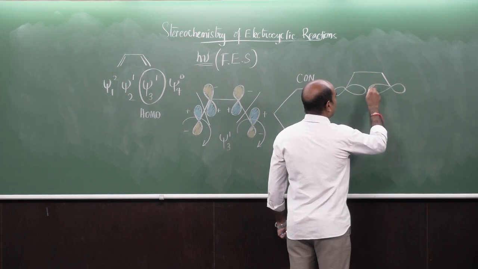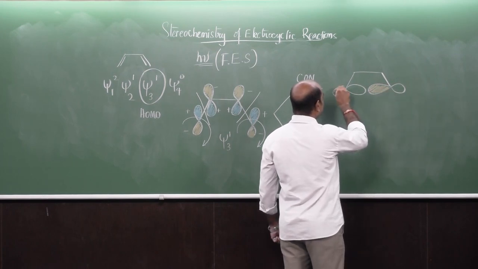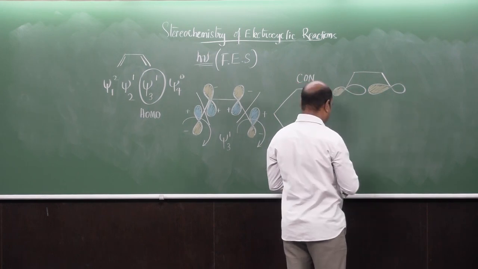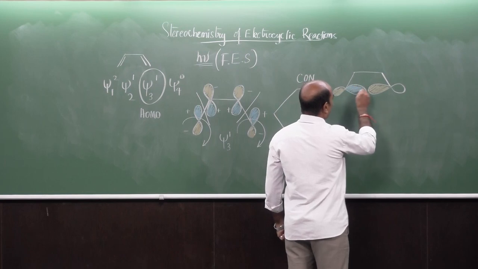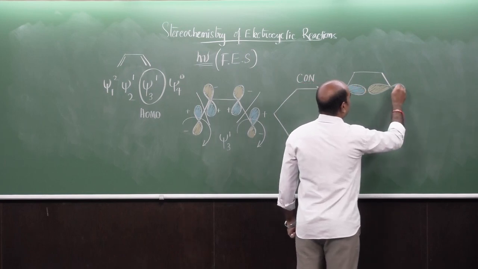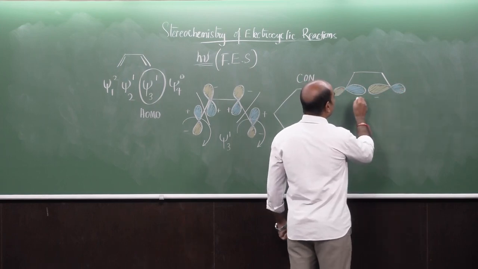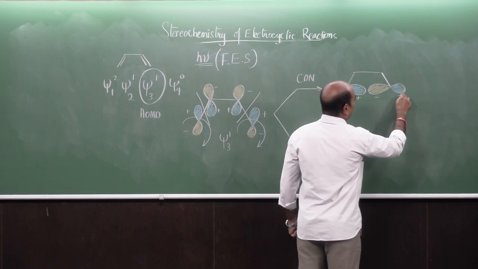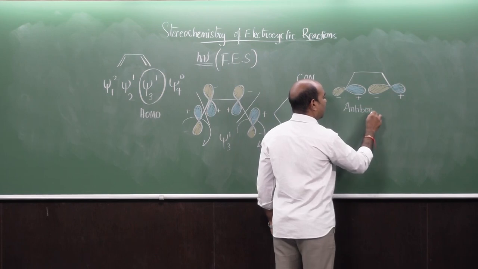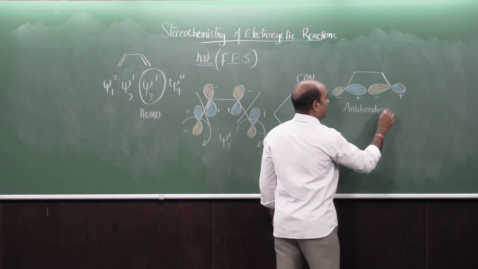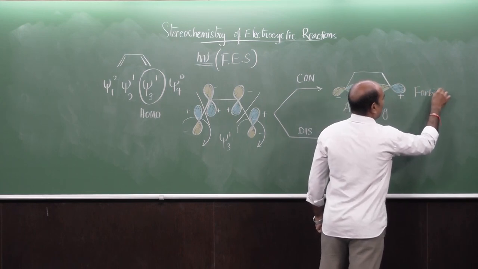So the negative wave function for this C4 is coming here, and then it is coming here, right? So minus plus. So this gives you antibonding interaction, and therefore this is forbidden.